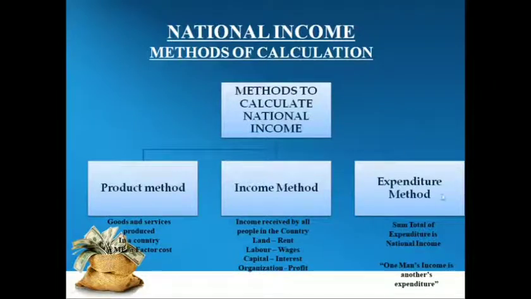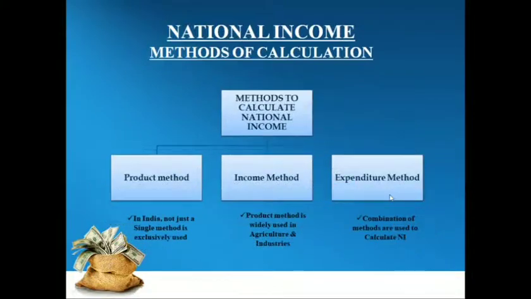Under the expenditure method, we take into account the sum total of all the expenditure of the country, and it's called national income. This is based on the concept that one man's income is another man's expenditure. When you take into account the expenditure of one person, it's obviously going to take the income of other people, so all the income would come into perspective. These are the three methods of calculating national income: product method, income method, and expenditure method.